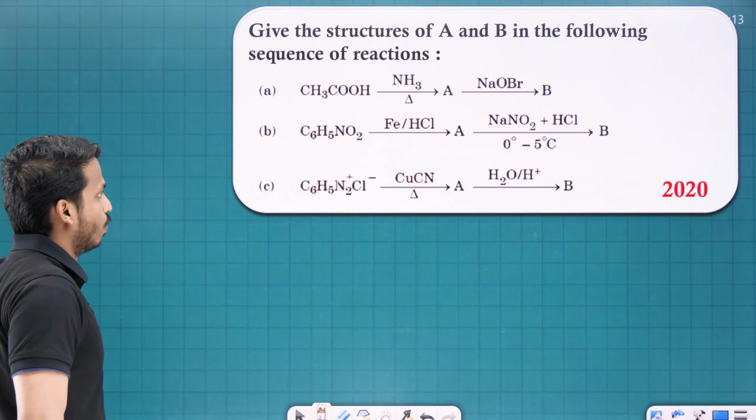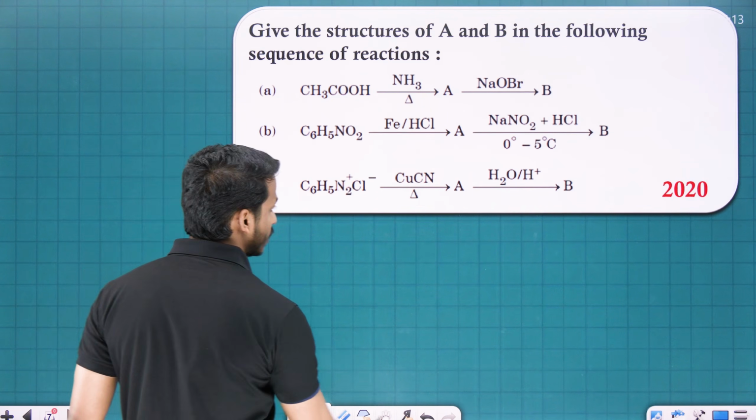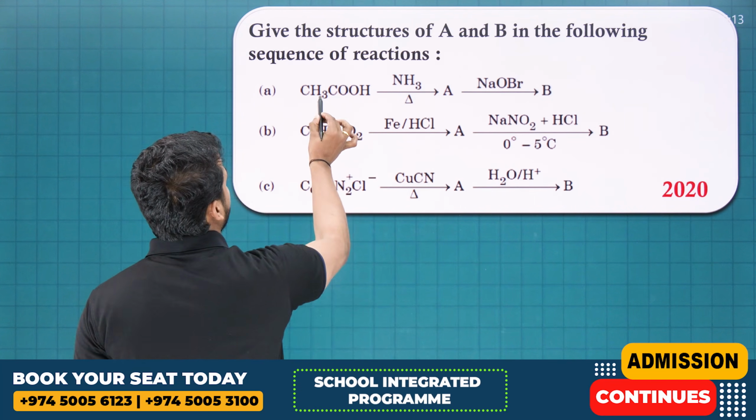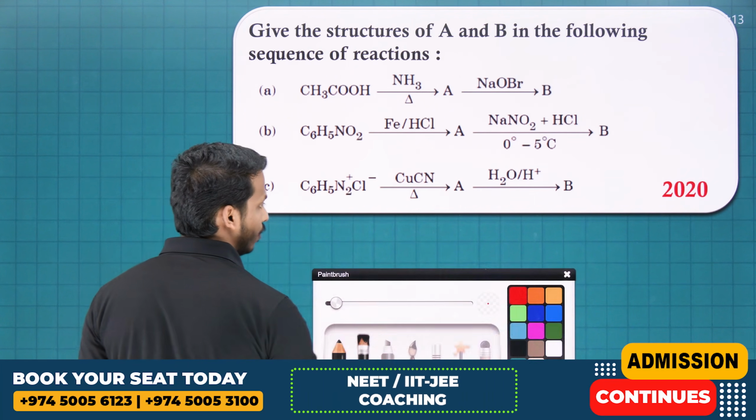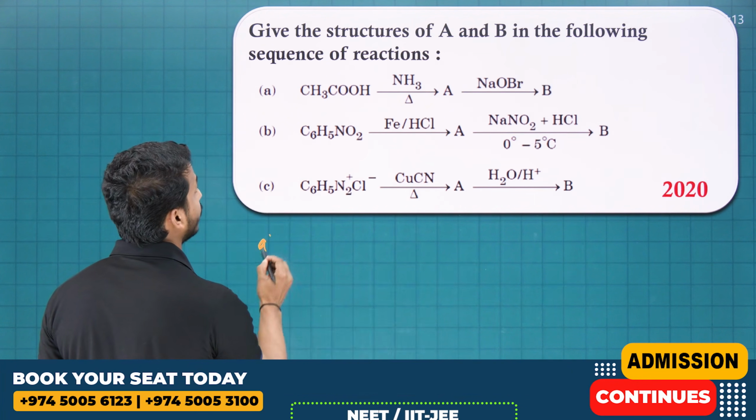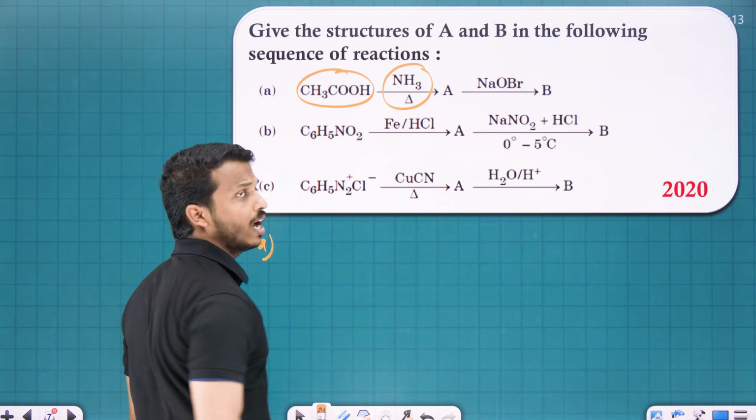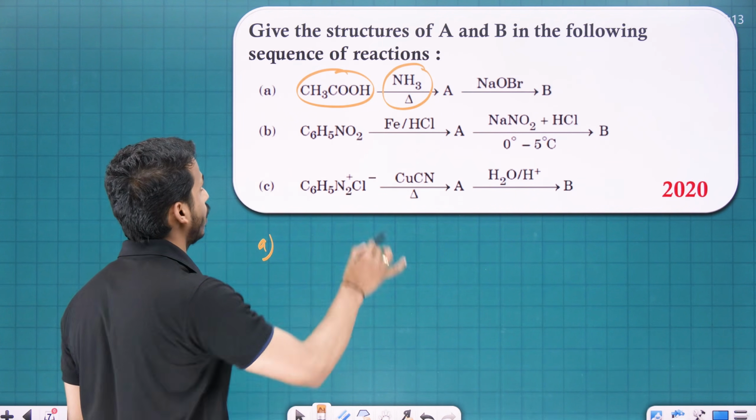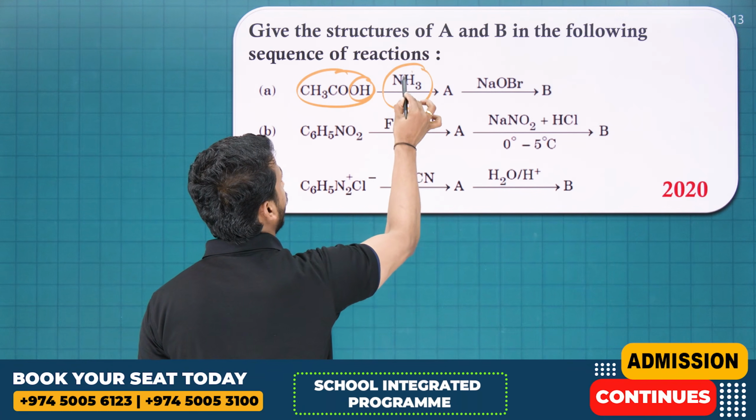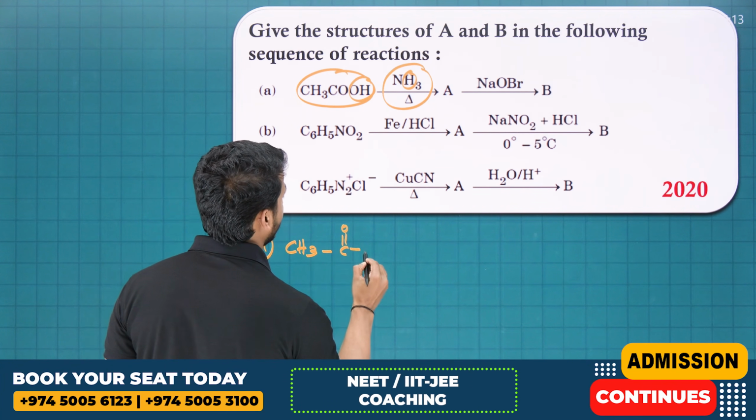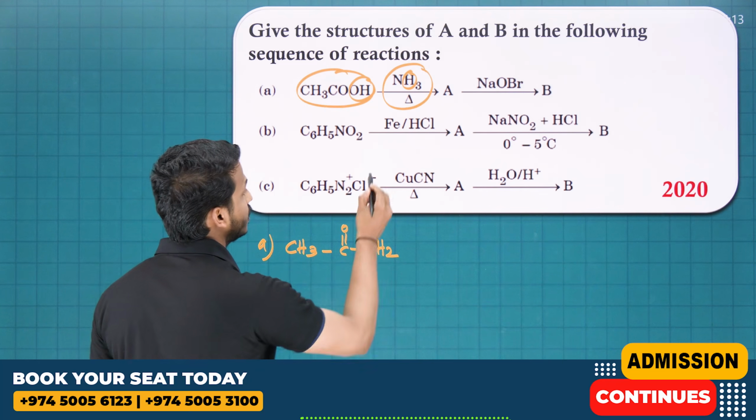Clear. Next one, 2020. Give the structure of the product. Okay, let's write the product finally. This is a carboxylic acid. I'm starting from the first question. This is ethanoic acid. Acid when heated with ammonia, dear all, gives amide as the product. How is the amide formed? Take this OH and one H. So you will get CH3CONH2, ethanamide. This is A.